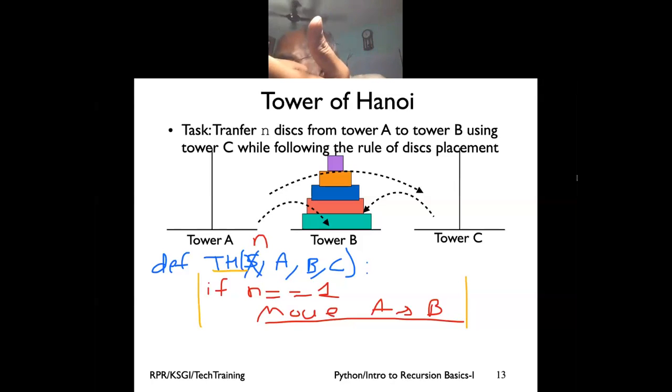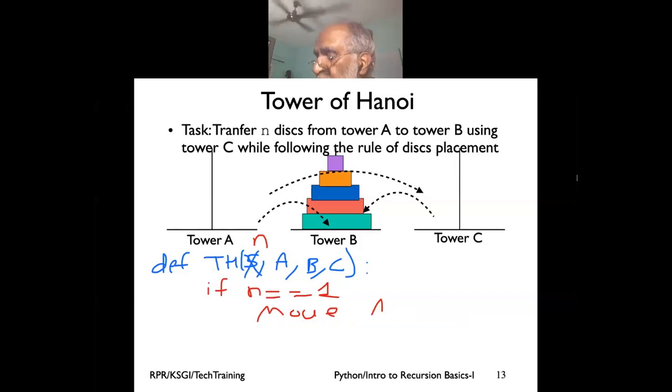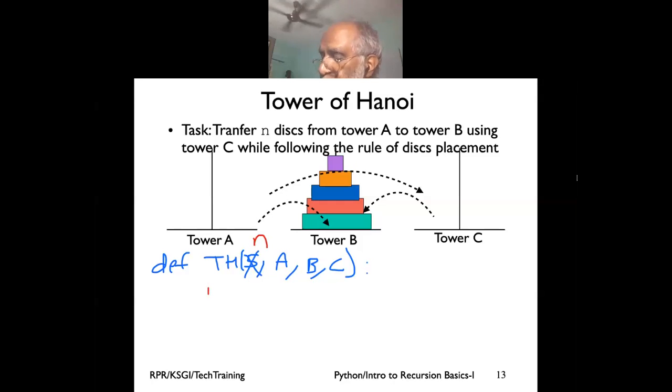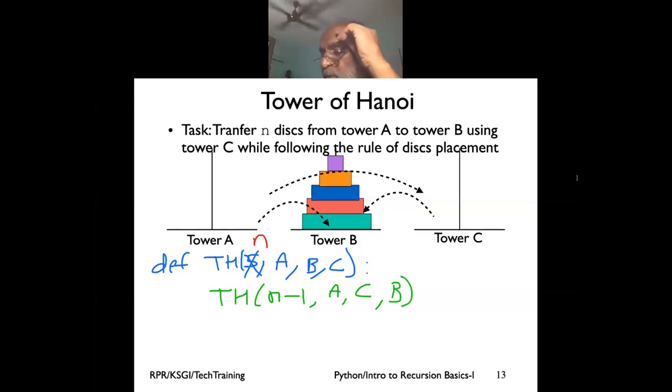If N is more than 1, then what do I need to do? Use TH. I don't have space, so I'll erase this. Remember the terminating condition. If N is not 1, then I say use TH, move N minus 1 disk from A to C using B.